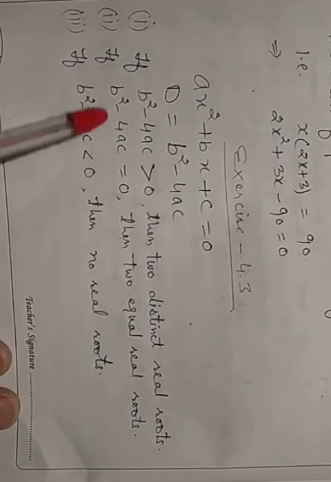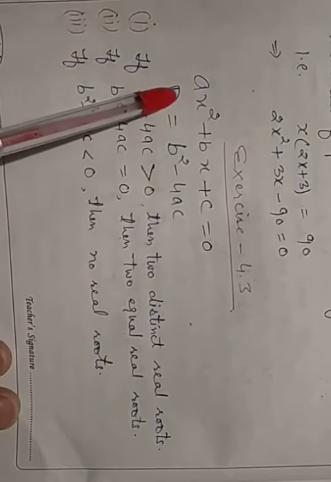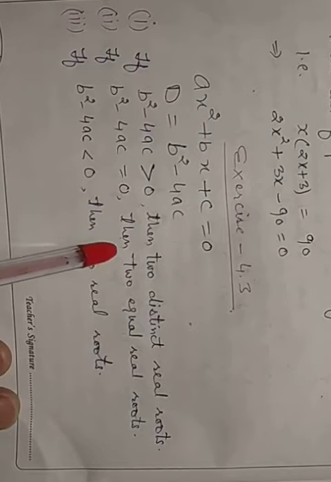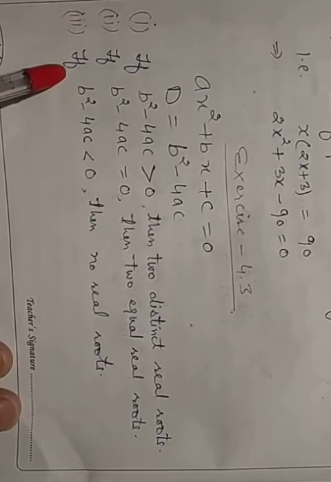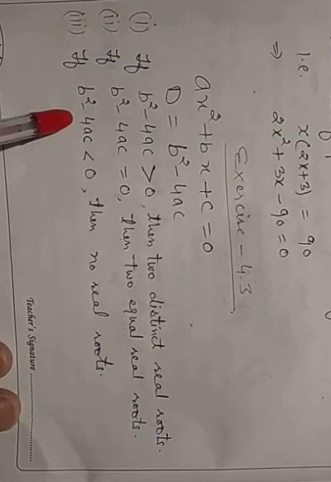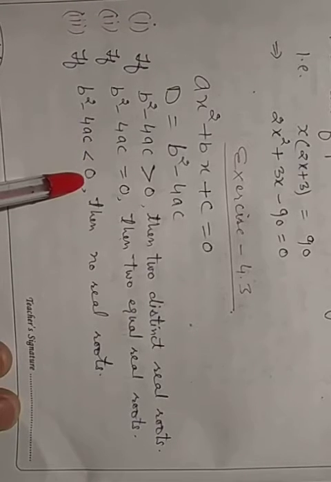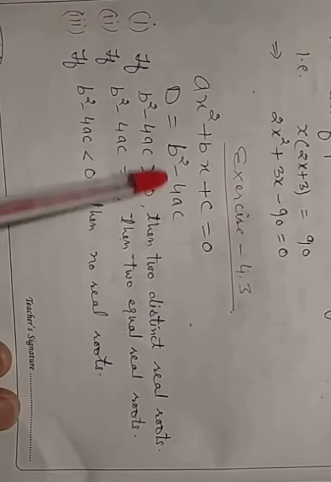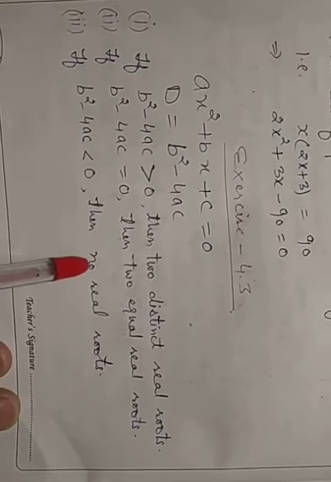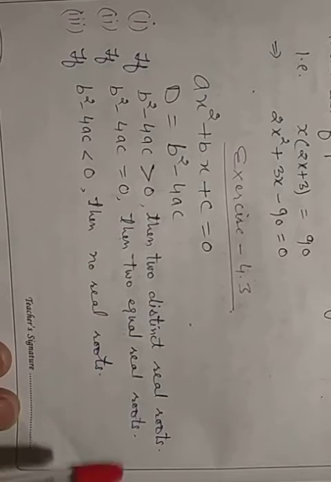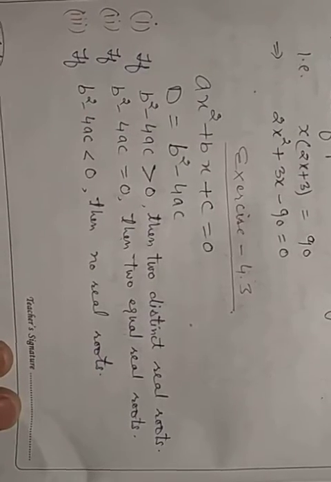If b square minus 4ac is equal to 0, that is, if D is equal to 0, then two equal real roots are there. Third condition was if b square minus 4ac is less than 0, means the value is negative, then there are no real roots. We know these three conditions. Now on the basis of these three conditions, we are going to start exercise 4.4.